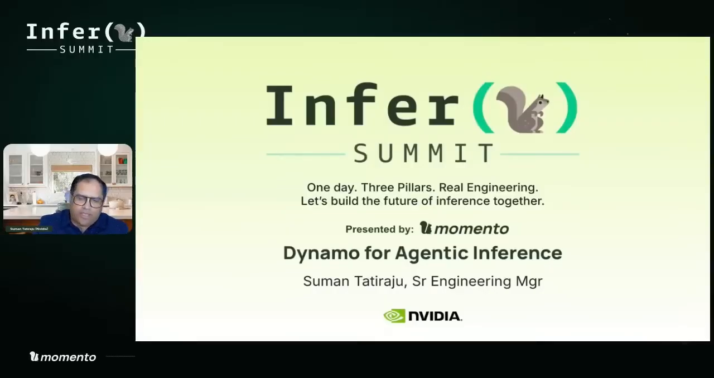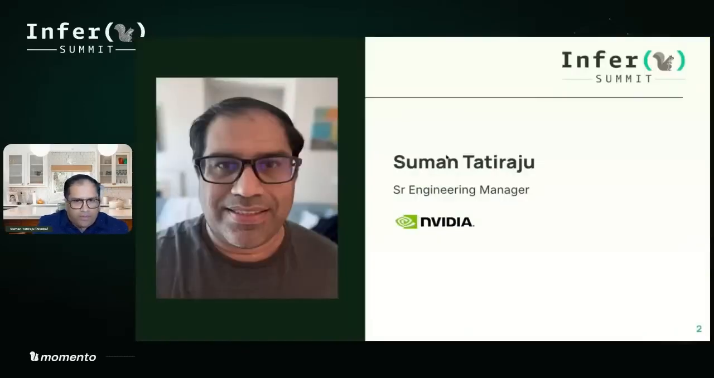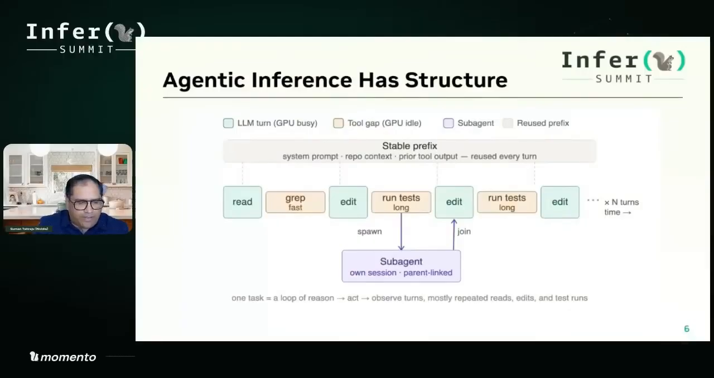This talk today is about one big shift. What changes when the thing you are serving is an agent and not a chatbot? And how does Dynamo try to come up with smart solutions for this?